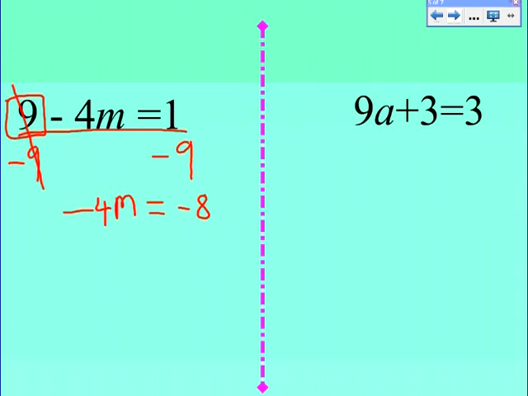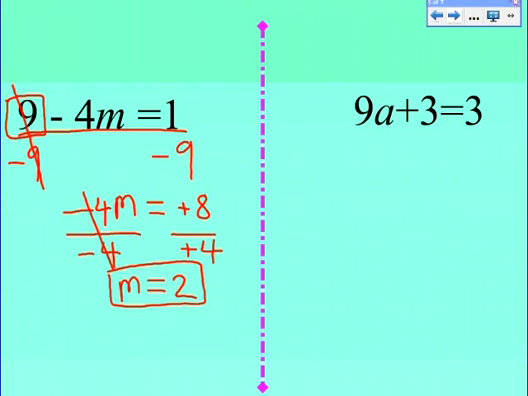Now what's stopping m from being alone? It's negative 4. Negative 4 is being multiplied to m. So we have to do the opposite, which is division. If you only divide by 4, you wouldn't be getting rid of the negative. So make sure you keep your negative in there. Divide both sides by negative 4. The negative 4's cancel on this side, and you have m equals negative 8 divided by negative 4. Remember that two negatives cancel and become positive, and 8 divided by 4 is 2.